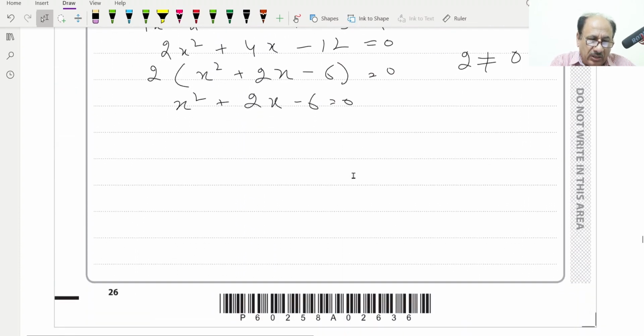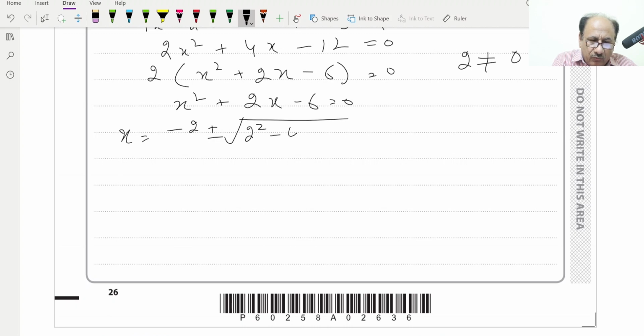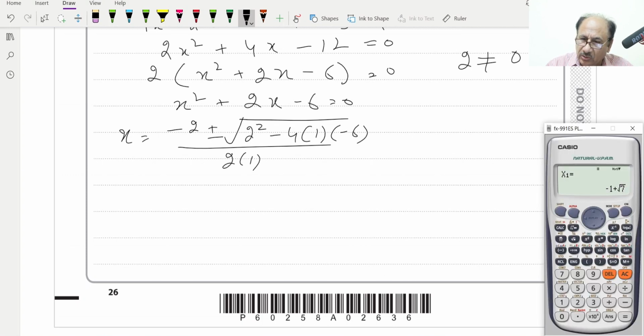So you will have to write that step, for example x is equal to minus b plus minus square root of b square minus 4ac, over 2a. Minus b value will be minus 2, and plus minus b square, which is 2 square, minus 4 into a which is 1, and c which is minus 6, over 2 into 1. After writing this, you can use the calculator to get the answer.